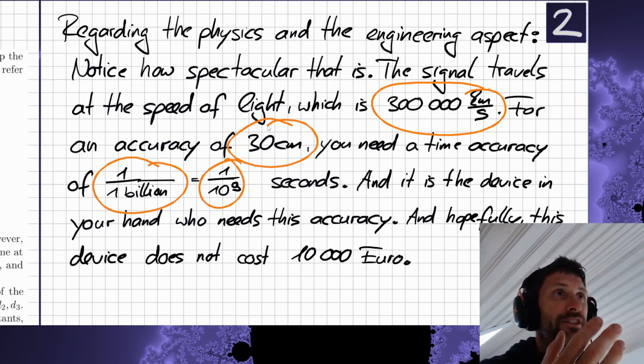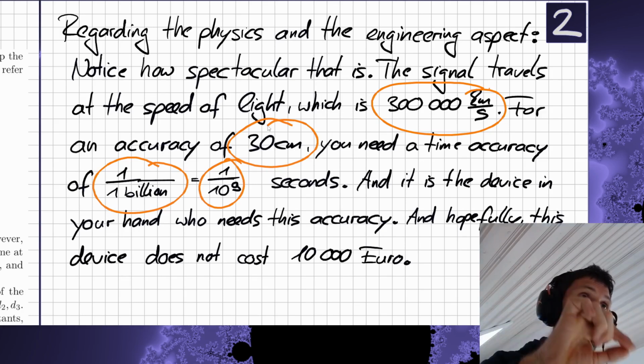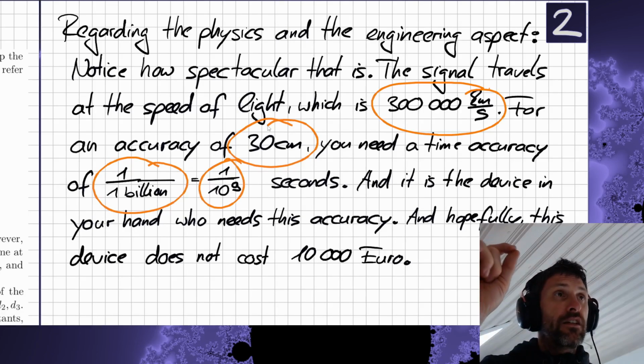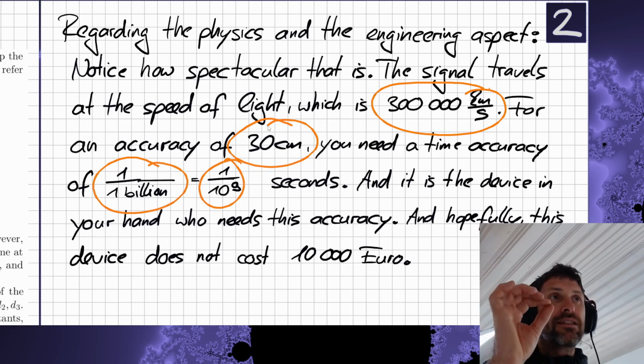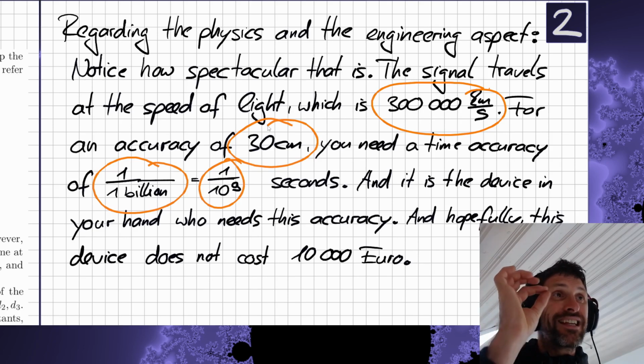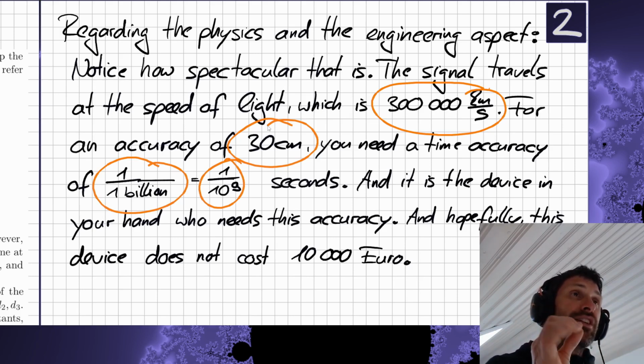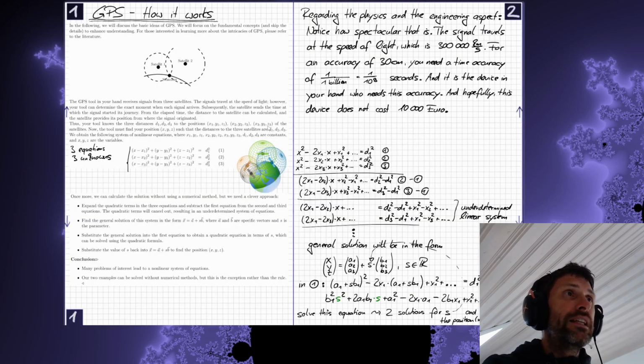Everything to determine your position will be on your device. The logic is not on the satellite. The satellite only sends its position and the exact point of time when the signal leaves the satellite. That's all the satellite does. And everything else will happen in the device in your hand. And this device needs this high accuracy. And this is really, really kind of a wonder, I think.